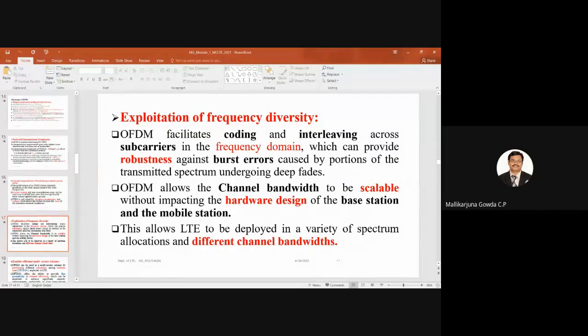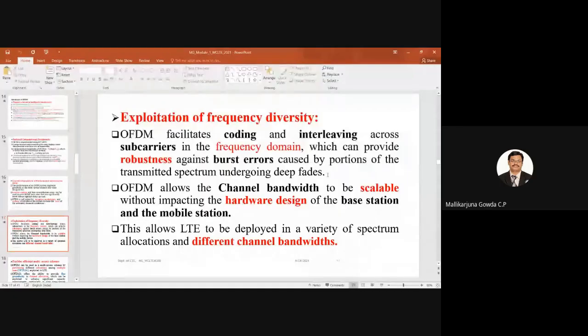So we can have interleaving across subcarriers in the frequency domain. With that, it is possible to provide robustness against burst errors, okay, that will be caused by portions of the transmitted spectrum undergoing deep fades. This fading is with respect to the channel. When a signal travels over a channel, depending upon the channel condition, the strength of the signal will reduce.